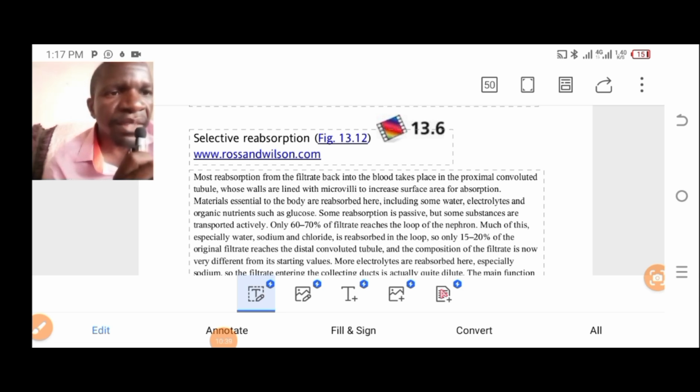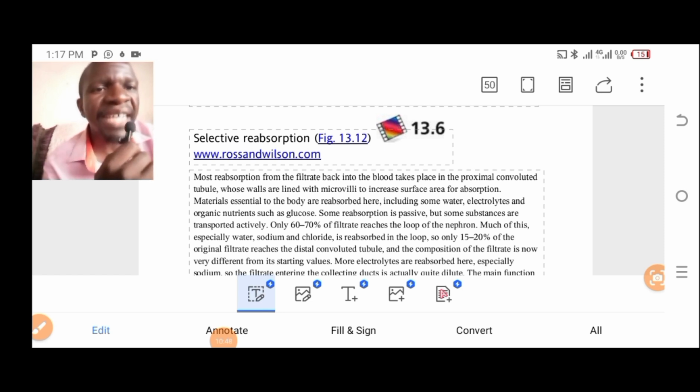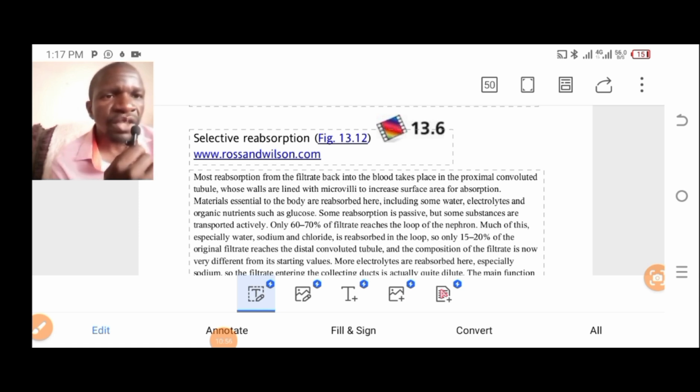Some reabsorption is passive, but some substances are transported actively. Reabsorption occurs passively without the use of energy, but there are certain molecules which need active transport. Only 60 to 70% of filtrate reaches the loop of the nephron, as much of this, especially water, sodium and chloride, has been reabsorbed. Sodium, chloride, water, and glucose are reabsorbed in the loop. So only 15 to 20% of the original filtrate reaches the distal convolution.